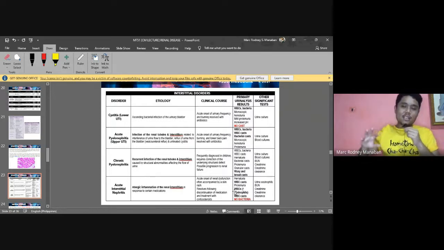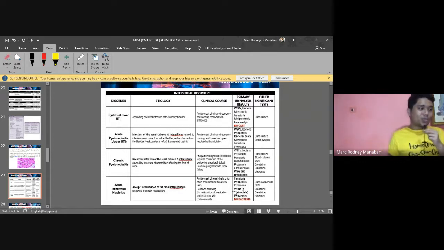But if the UA results show WBC casts and bacterial casts, but no waxy or broad casts, then that's an acute pyelonephritis. Now, please take note of that, dears. So this is where we differentiate acute and chronic using casts. If waxy and broad casts are seen, it can indicate chronicity, so therefore the disease is chronic. It could be chronic pyelo or chronic glomerulo, depending on the other UA results.